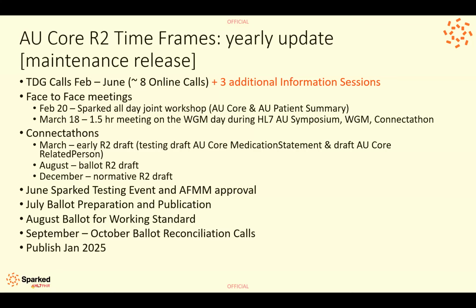We have done March and August. We are going to bring the normative R2 draft into December, so that's on track. We'd planned to have a June Spark testing event, and we did that. So that's done, and we have AFMM2 approval out of this for everything but healthcare service, which is why we've been talking about trying to put out a call or have some people come along to the December Connectathon who will test healthcare service.